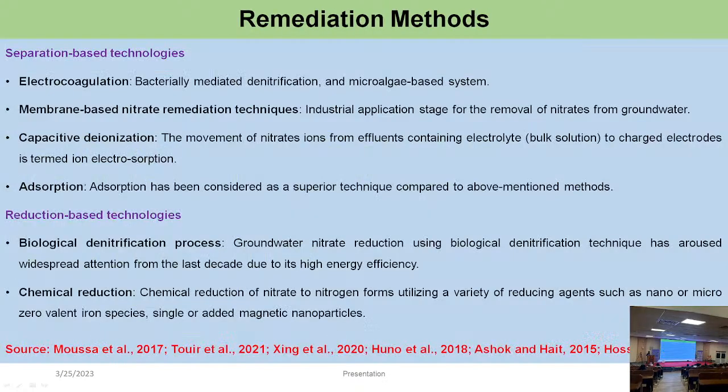Next slide. For these sites we have to remediate them. There are two mechanisms: one is separation based technology and another is reduction based technology. In separation based technology, there are electrocoagulation, membrane based nitrate removal techniques, capacitive deionization and adsorption, and then reduction based. These are the processes we have to follow. I have got them from literature study.